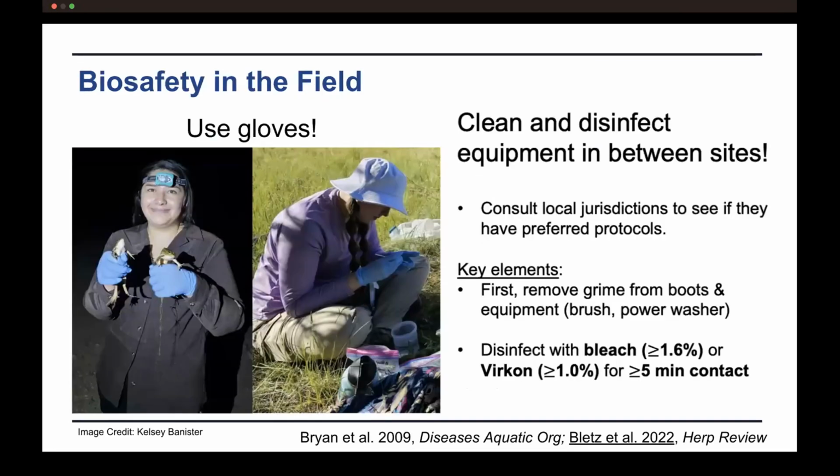And one last slide on biosafety. Of course, use gloves, just as if you were working with the chytrid fungus in the field. And more so if you're doing surveillance and you're handling multiple individuals with the idea that the virus could be at the site, you likely want to change your gloves or disinfect your gloves in between handling individuals so you're not spreading the pathogen around, and definitely dispose of gloves between sites.